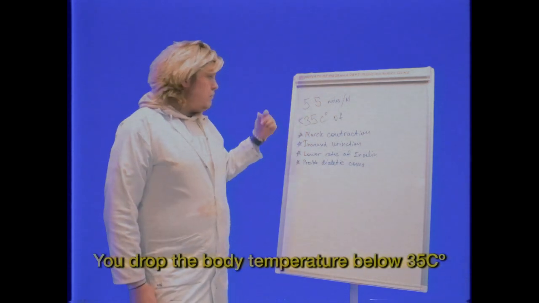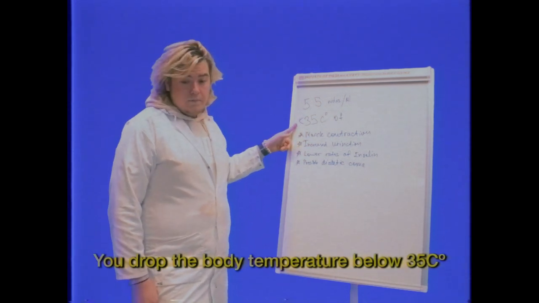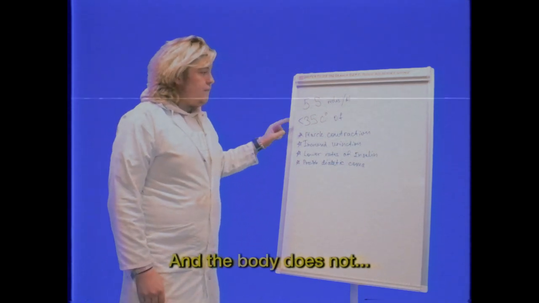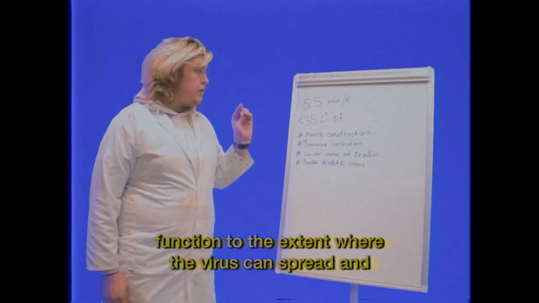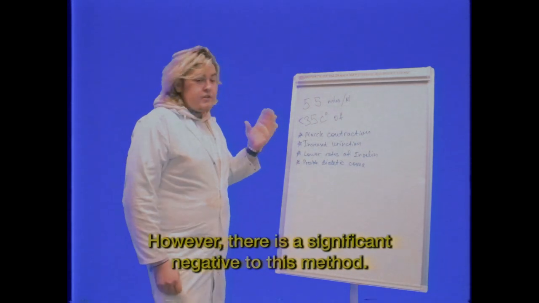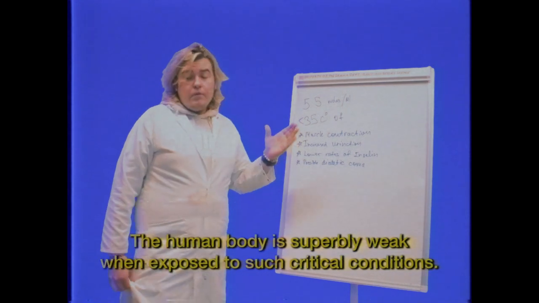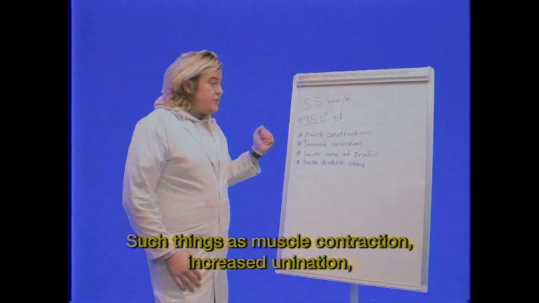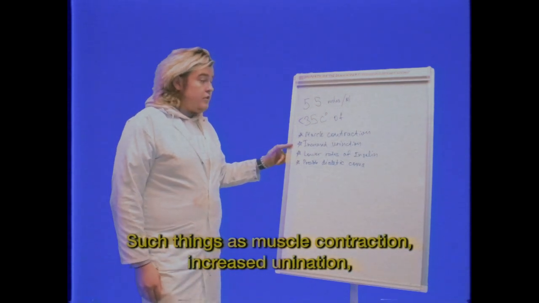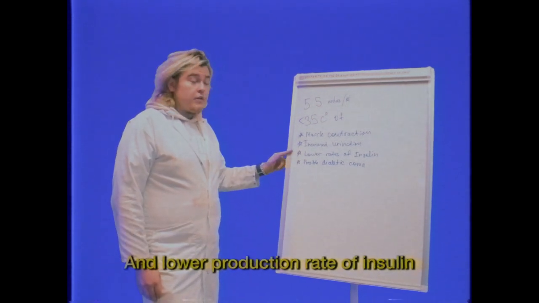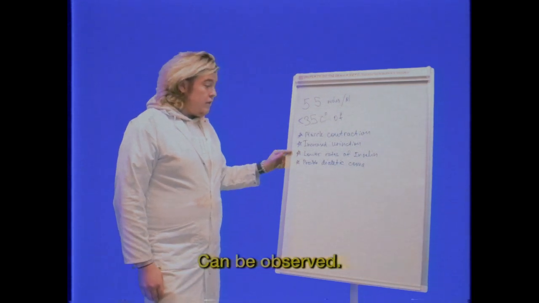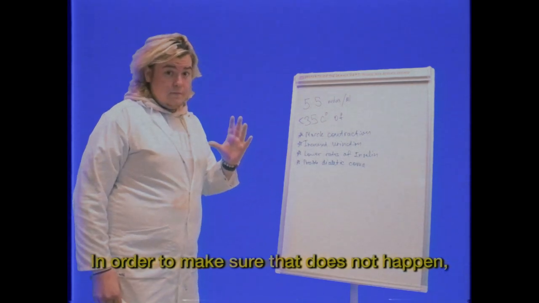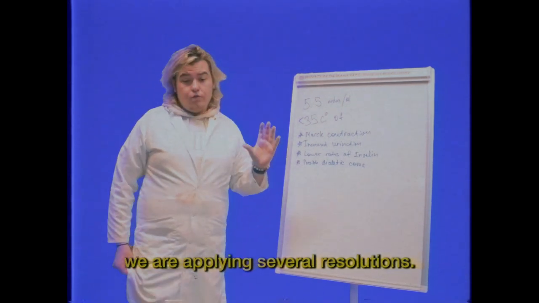You drop the body temperature below 35 degrees Celsius and the body does not function to the extent when the virus can spread and contaminate the others. However, there is a significant negative to this method. Human body is superbly weak when it's exposed to such critical conditions. Such things as muscle contraction, increased urination, and lowering of the production of the insulin rates can be observed. In order to make sure that does not happen, we are applying several resolutions.